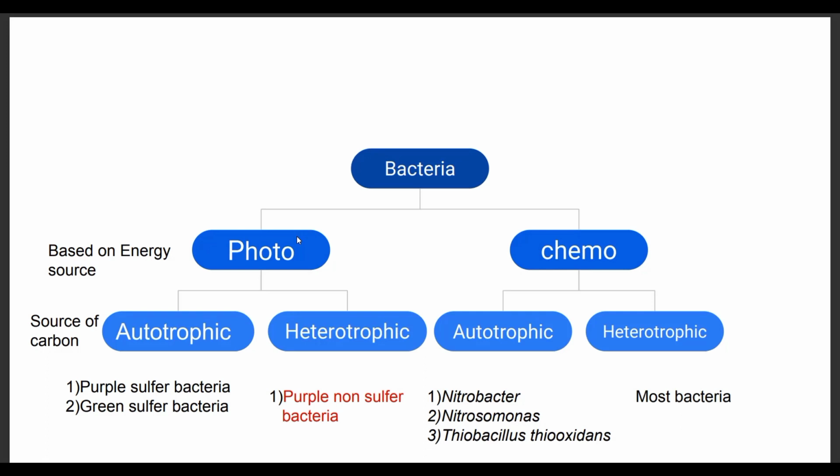Then chemoheterotrophic means they use organic chemicals as the energy source and organic carbon as the carbon source. Example, most bacteria. Can you understand this flow chart now? This is how we can classify bacteria based on their nutritional mode. I think this way is very easy for you to remember. Only one is responding. Others?